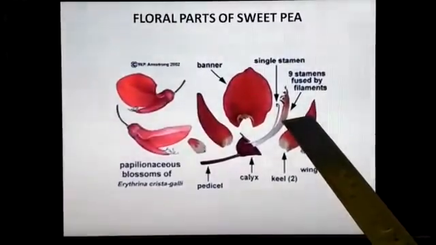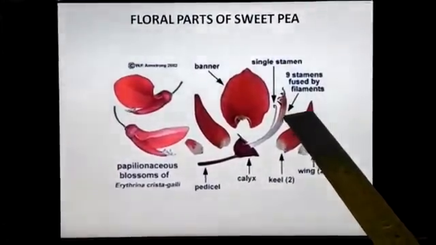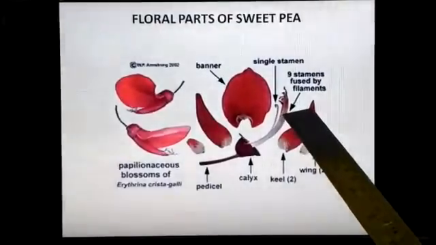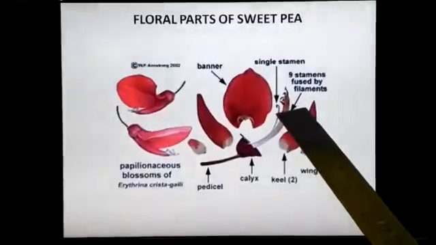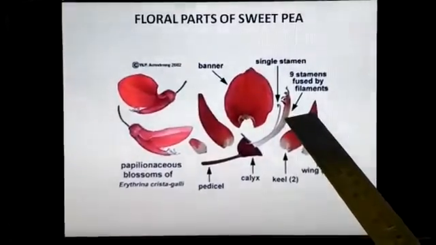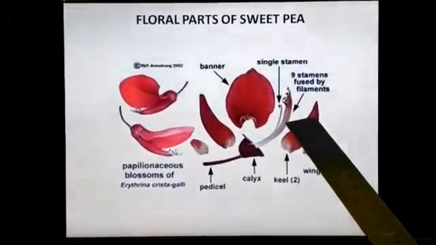These stamens are showing diadelphous condition, group of two. Here you see nine fused stamens and one is separate. We had discussed the grouping of stamens before.